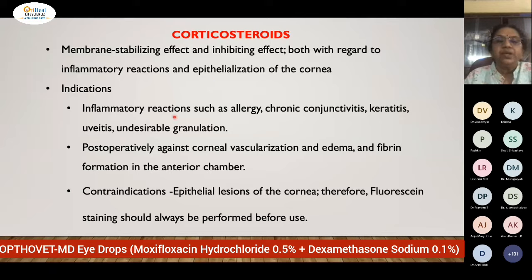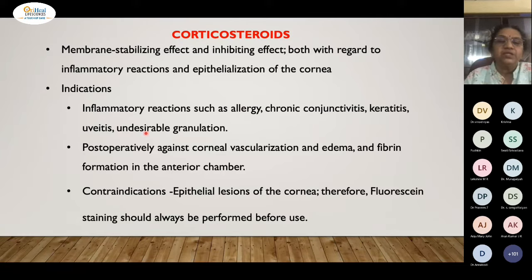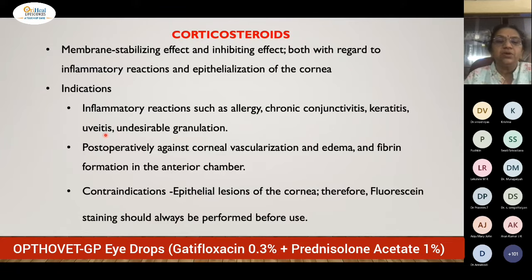Inflammatory reactions such as allergy, conjunctivitis, keratitis, and if there are some granulations, uveitis. So in all these things you can use corticosteroids. Postoperatively against corneal vascularization, that's what I said, against corneal vascularization. So you should look for vascularization, and accordingly you have to titrate whether to use corticosteroid in your prescription or not. Then the edema, fibrin formation in the anterior chamber, you definitely depend upon corticosteroids.